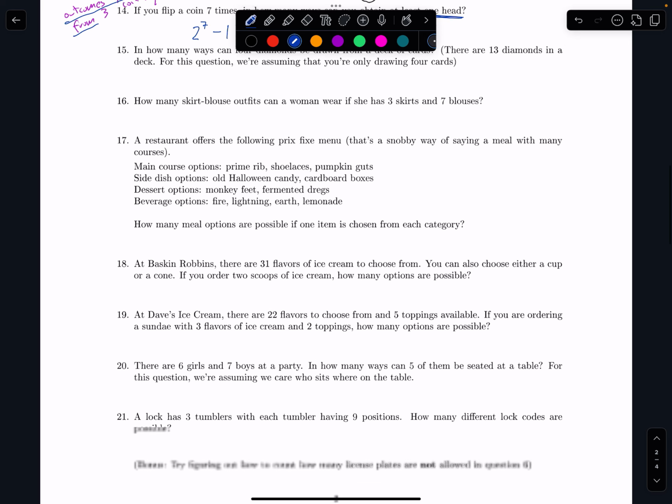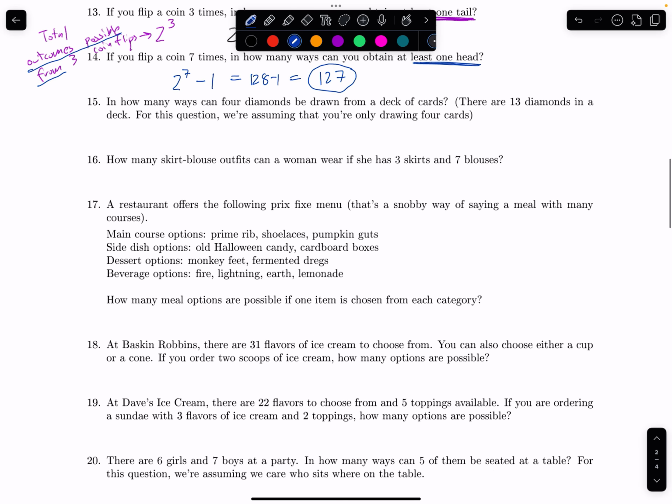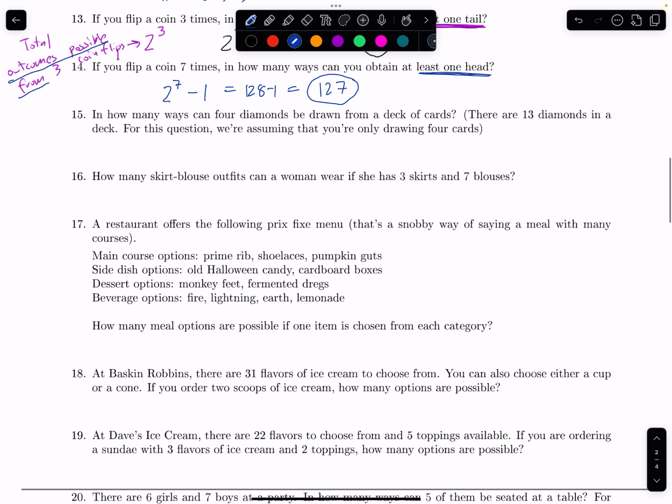Okay, number 15. Let's do one more, and then we'll take a little break, and then finish up the rest in our last video. Number 15. In how many ways can 4 diamonds be drawn from a deck of cards?